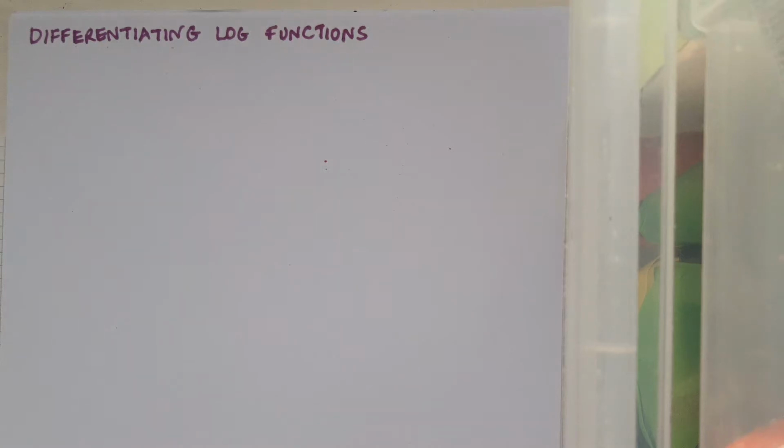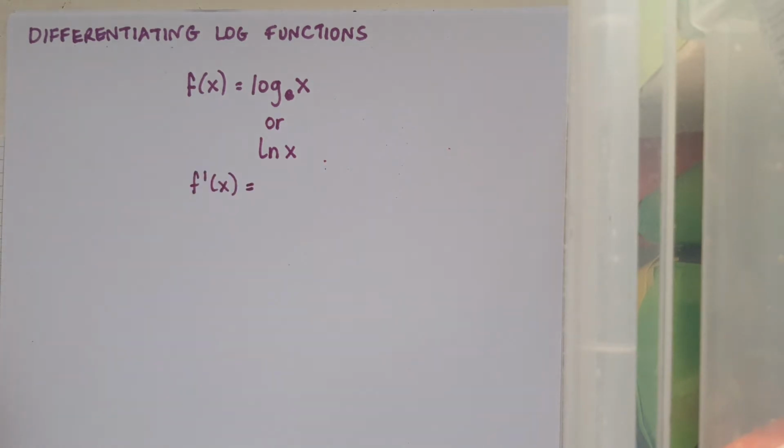Video on how to differentiate log functions. We're specifically dealing with natural log functions here, so we're looking at functions like this, f of x equals log to the base e of x. And just bear in mind that these can be written in a couple of different ways. Instead of using log to the base e, we may see ln, or natural log, being written down instead.